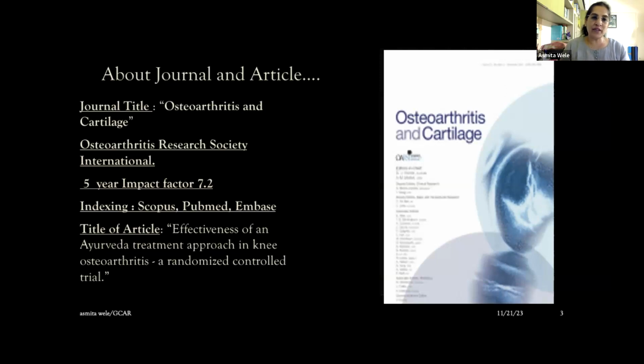The title of this particular article is Effectiveness of an Ayurveda Treatment Approach in Knee Osteoarthritis, a randomized controlled trial. From this we learn the condition is knee osteoarthritis. Osteoarthritis can affect many joints, but here it is specifically the knee joint. It is a randomized controlled trial, so the whole process of randomization is followed. It is the effectiveness of an Ayurvedic treatment approach, so we are not saying any particular drug or only a procedure. It is a whole protocol which includes drug, procedure such as panchakarma, lifestyle, and also some exercise or yoga based models or therapy.